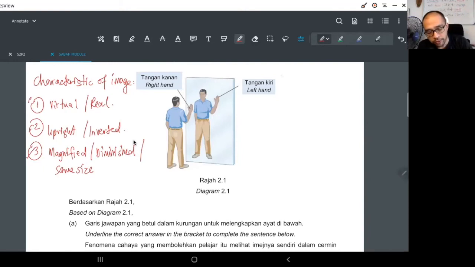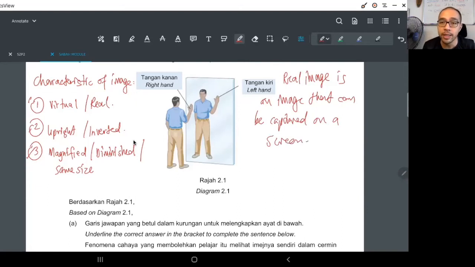Let's talk about virtual and real. A real image is an image that can be captured on a screen.